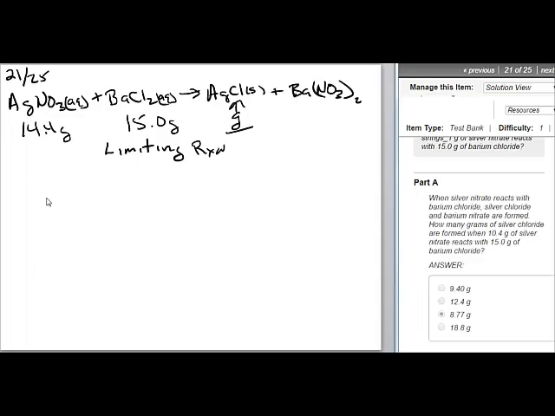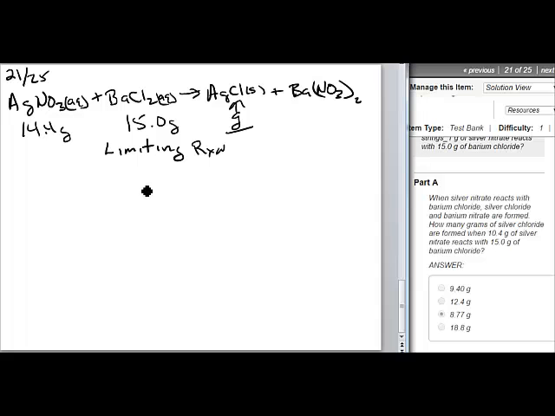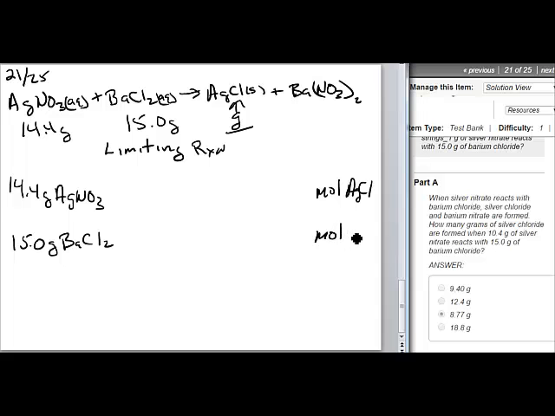Okay, so the strategy for these is to calculate the amount of product each reactant will make, and then whichever one makes the smallest amount of the product, that's our limiting reactant. So if we take 14.4 grams of AgNO3, we're just going to go to moles of AgCl that can be made. And then we're going to do the same thing with the 15.0 grams of BaCl2, figure again how many moles of AgCl that can be made.